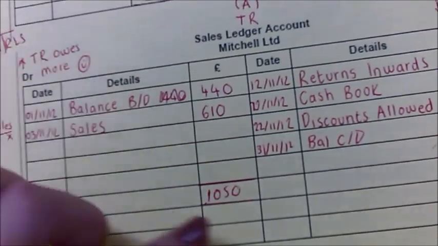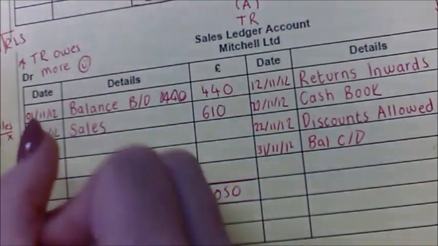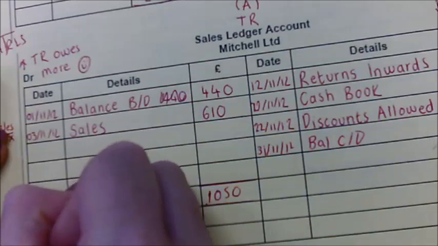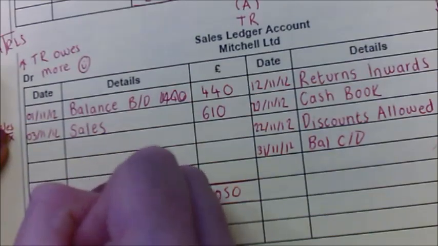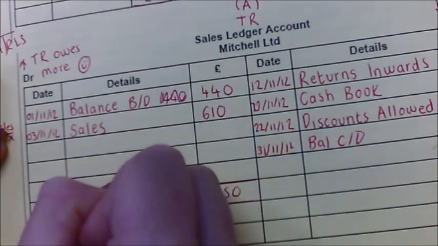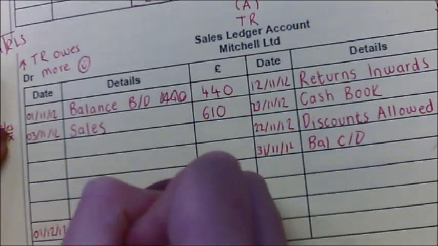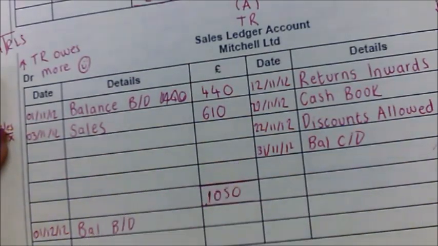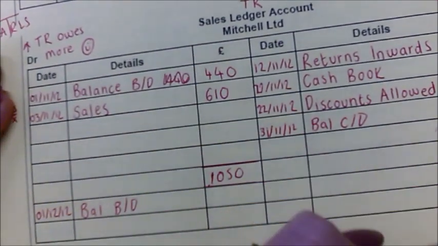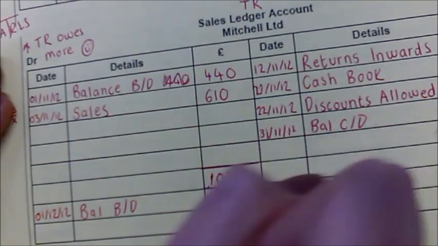Okay, and then for every BAL CD at the end of account, we have a BAL BD. Please make sure you always put your BAL BDs in. Okay, it's the first of the next month, because often this is where the mark is awarded. Okay, so at the end of this month, Mitchell owes Liam £555.